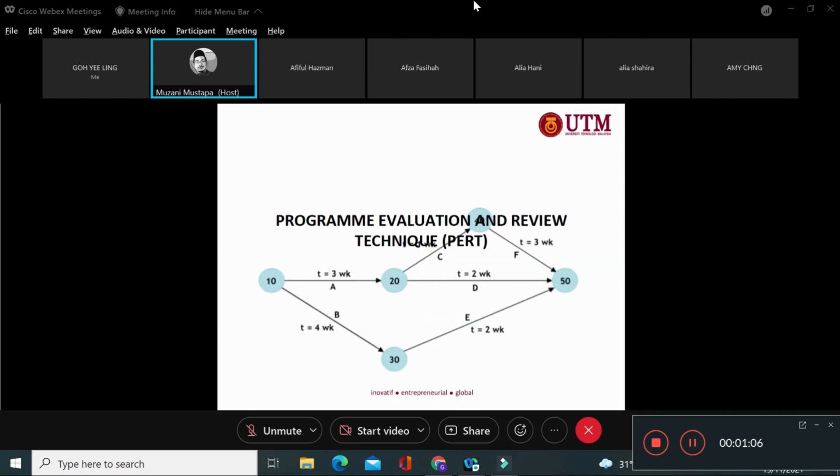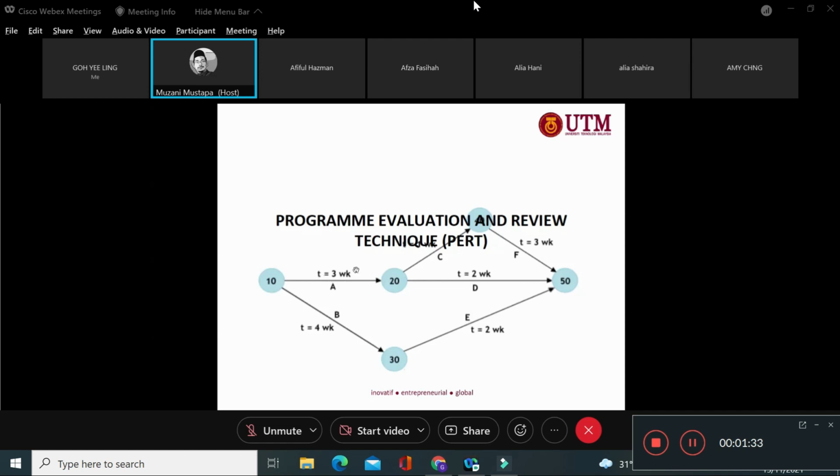If you can see from 10, 20, 30, 40, 50, this is what we call activity on arrow, right? Why do I say activity on arrow? We have the tail and the head. On this particular line, we have A, which stands for activity A, then B, C, D, E and F.